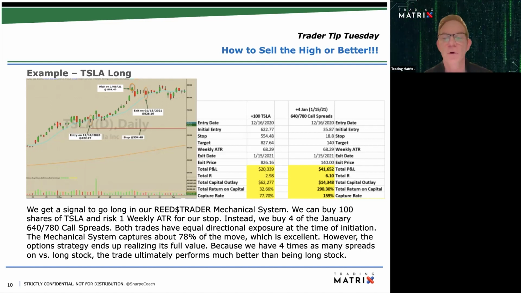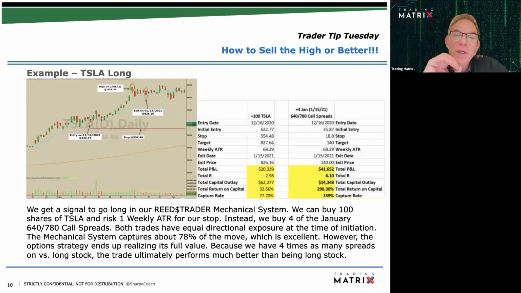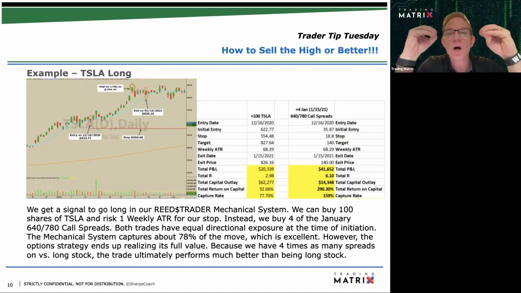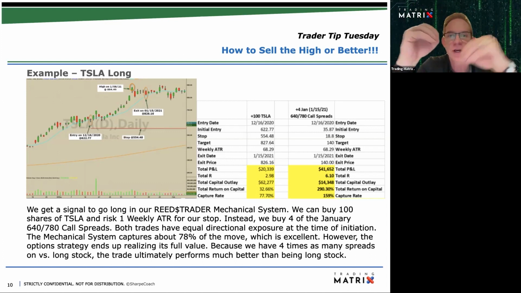A couple other things that are noteworthy here too: it would cost you $62,277 to put this Tesla trade on, and your return on capital is 32.66%. Now, we could instead buy 4 of the January 640/780 call spreads in Tesla. They would both be equal to 100 shares. The exposure is normalized, so they both have equal directional exposure at the time of initiation.